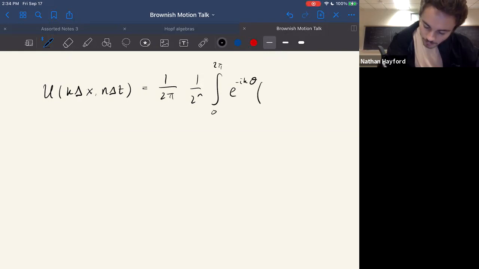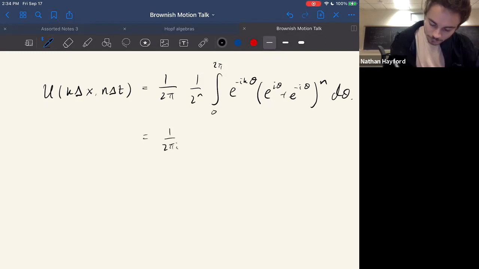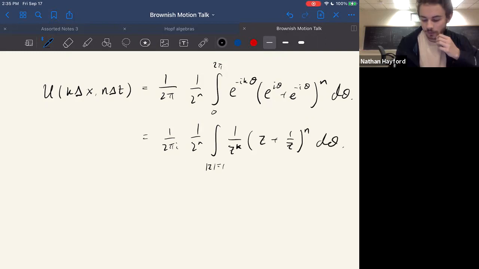And then what do I have here? I have e to the i theta plus e to the minus i theta, to the n. And I can even write this as a residue theorem type integral: 1 over z to the k, z plus 1 over z to the n. If you use binomial expansion and, well, that's it. Binomial expansion, residue theorem, the result is immediate.